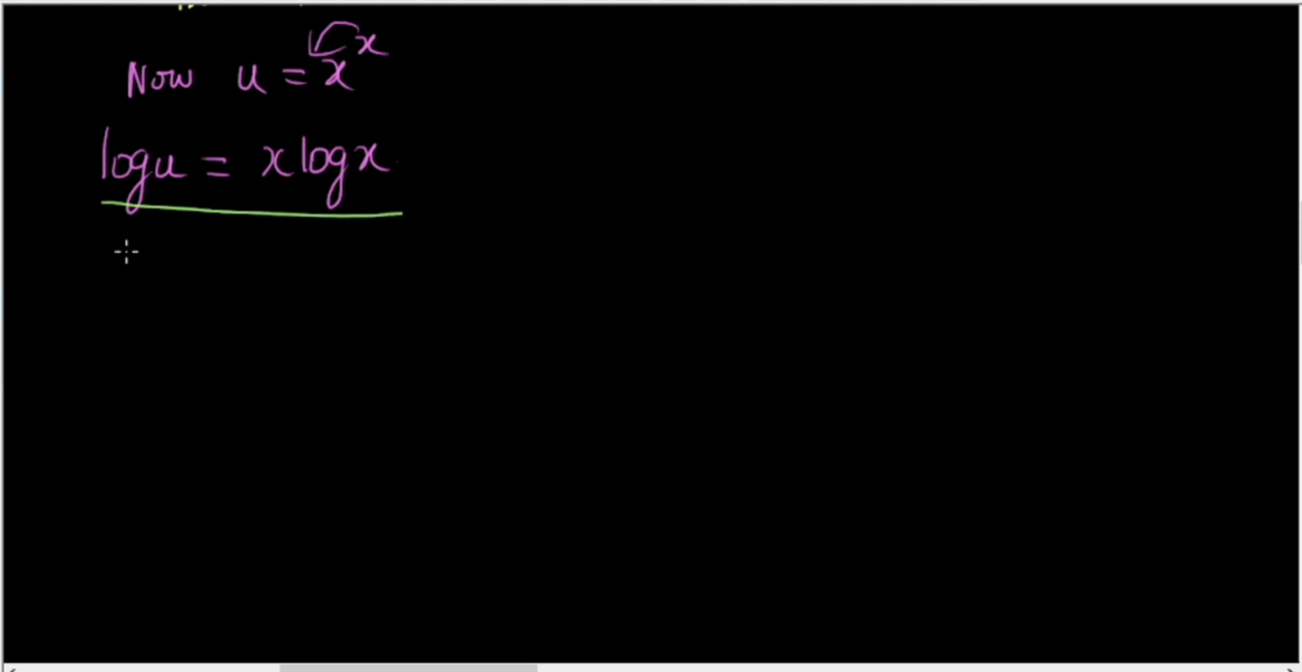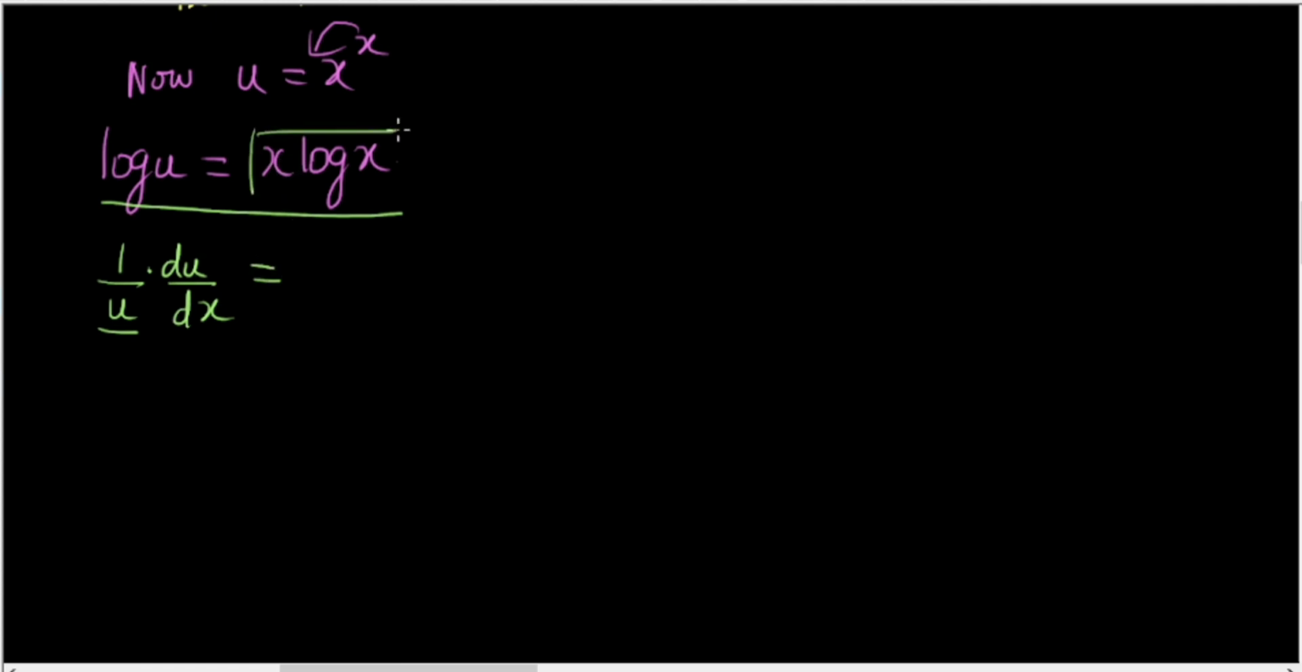Which gives us 1 over u into du over dx, because differentiation of log will give us 1 over that particular value. So that's why we are writing here 1 over u. With respect to u, we need to do now. The inside function is u, so that we are differentiating. That gives us du over dx.